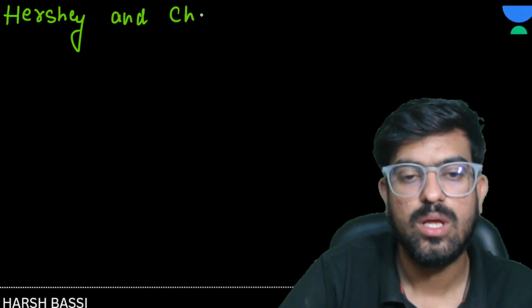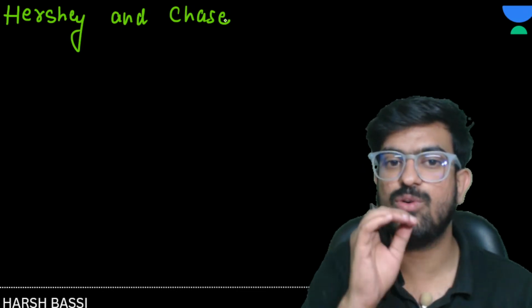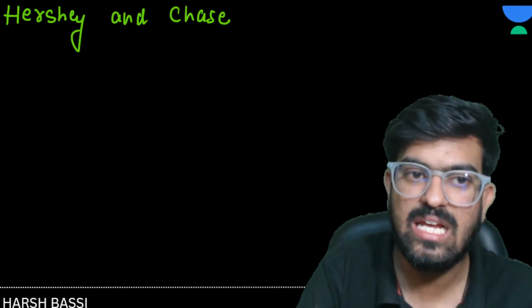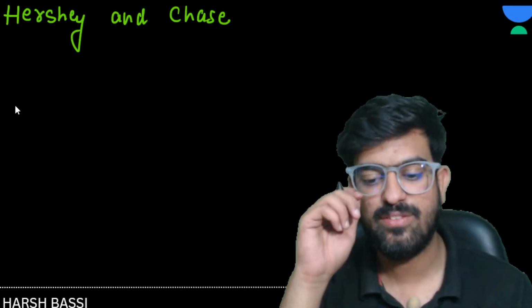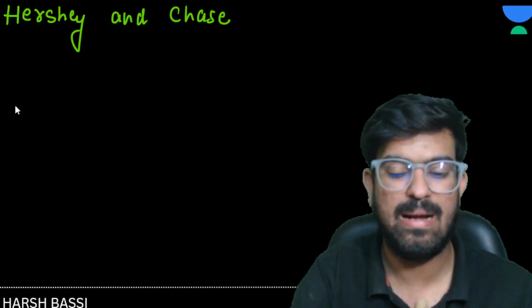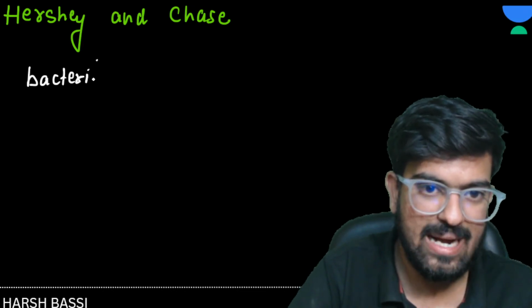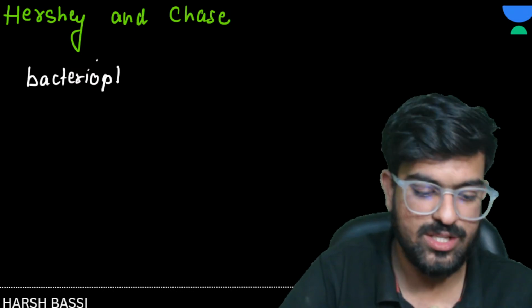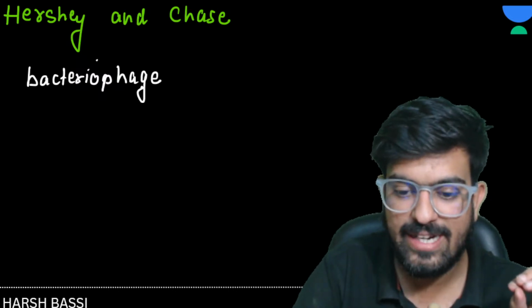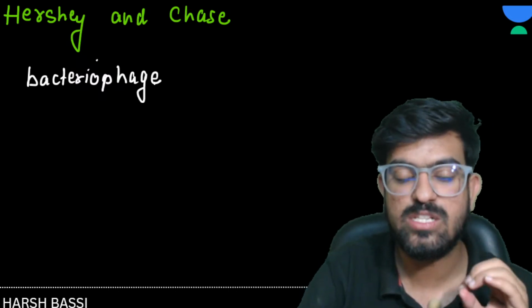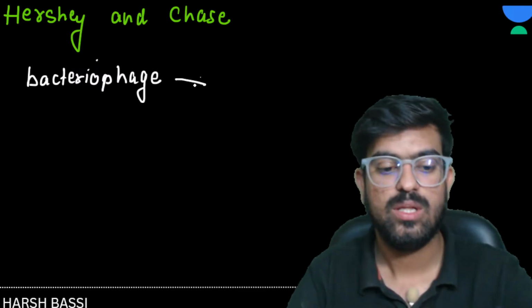Now what they did? They did the final thing and they said that the DNA experiment you saw is absolutely true, DNA is our genetic material. So what happened here? First of all, they took bacteriophage. And they labeled this bacteriophage with radioactive phosphorus.